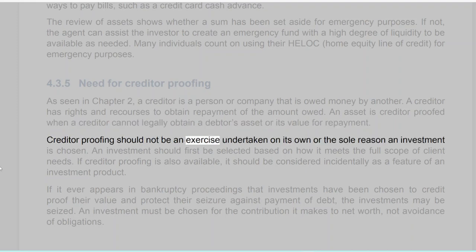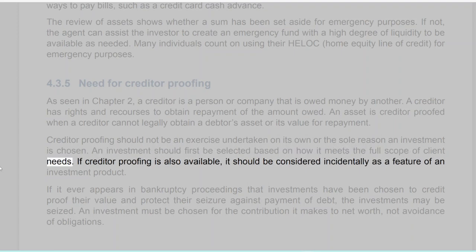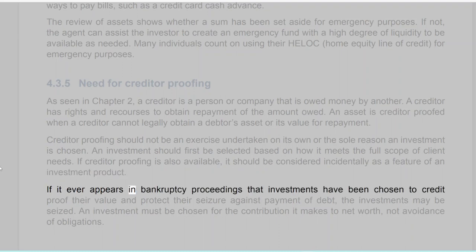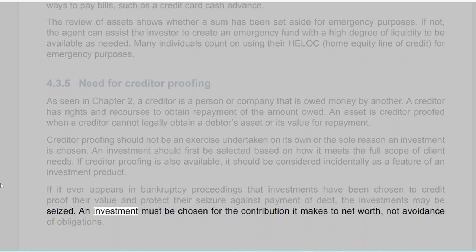Creditor-proofing should not be an exercise undertaken on its own or the sole reason an investment is chosen. An investment should first be selected based on how it meets the full scope of client needs. If creditor-proofing is also available, it should be considered incidentally as a feature of an investment product. If it ever appears in bankruptcy proceedings that investments have been chosen to creditor-proof their value and protect them against seizure for payment of debt, the investments may be seized. An investment must be chosen for the contribution it makes to net worth, not avoidance of obligations.